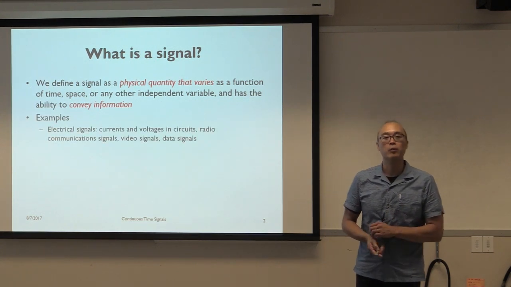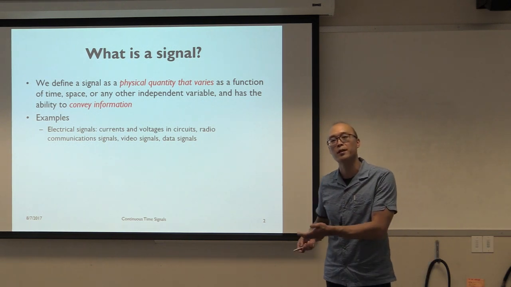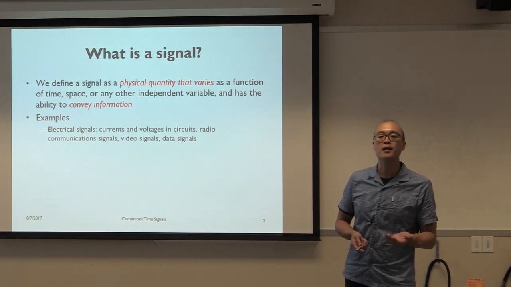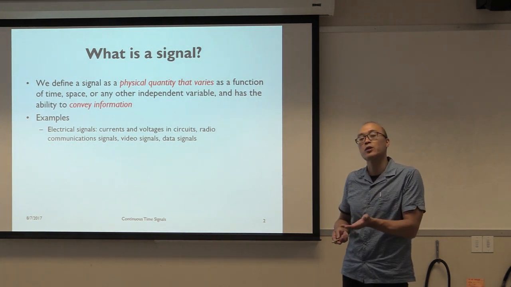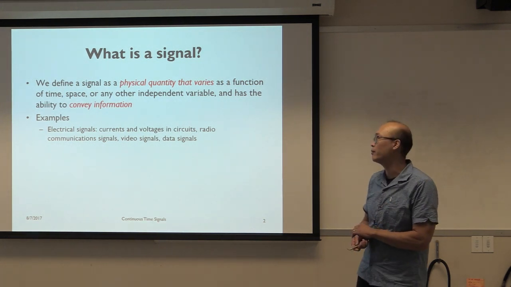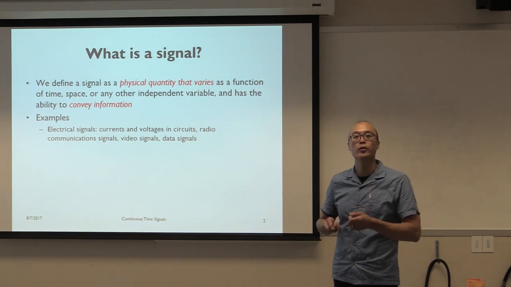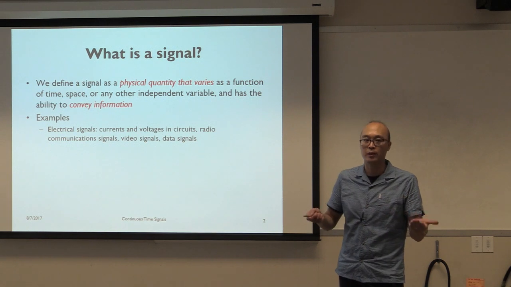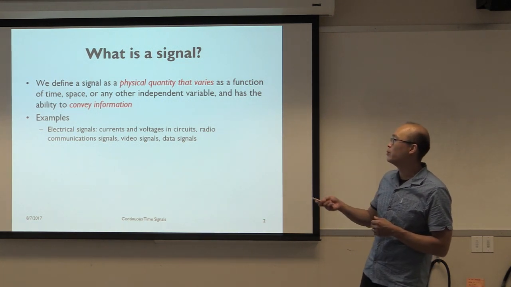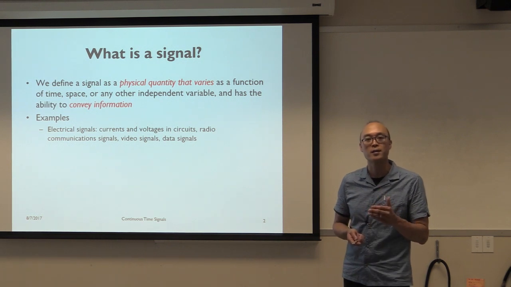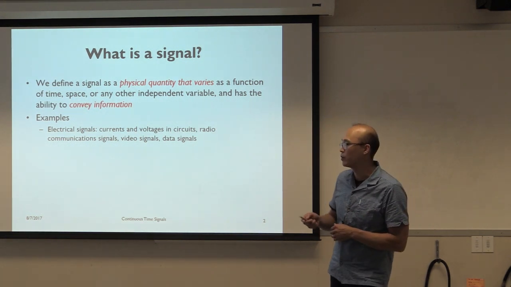So if we take a look at a couple of examples, in electrical engineering we often think of currents and voltages in an electrical circuit. Well, in this case, the current or the voltage represents an amplitude that varies as a function of time. So in this case, time is our independent variable. And it conveys information because it tells you the current or the voltage that might be appearing across a particular circuit element or at a particular node. You might also have radio communication signals, video signals, or data signals. These are all signals that are characterized by an amplitude that varies as a function of time.